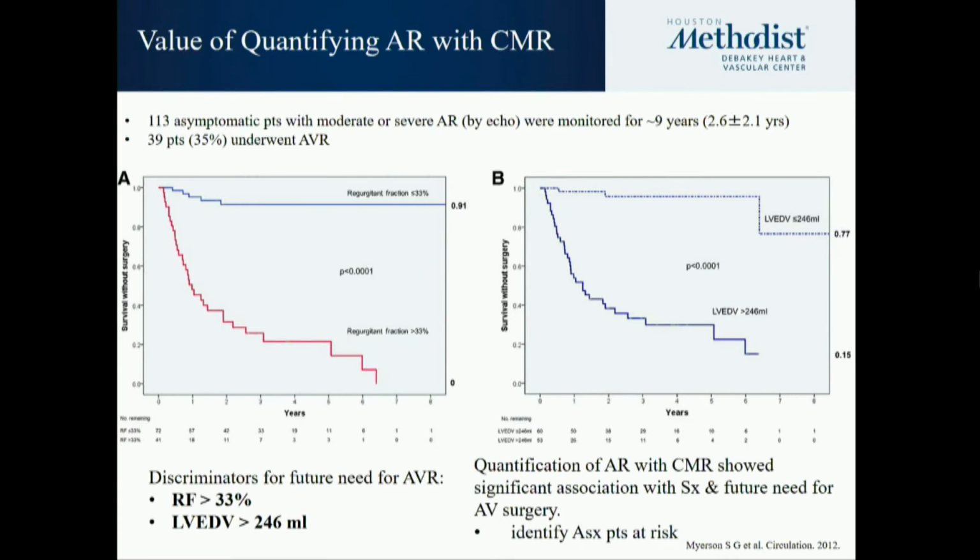So what this shows is quantification of aortic regurgitation with MRI showed a significant association with the symptoms and future need for aortic valve surgery. And so this potentially has a role for identifying at-risk patients or asymptomatic patients that will eventually progress to need aortic valve replacement down the road.